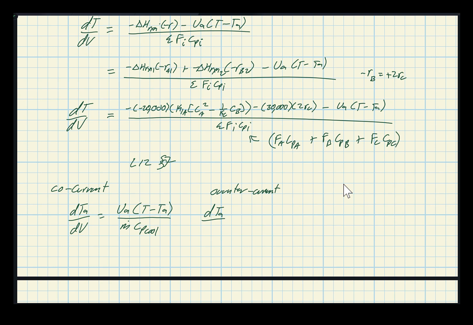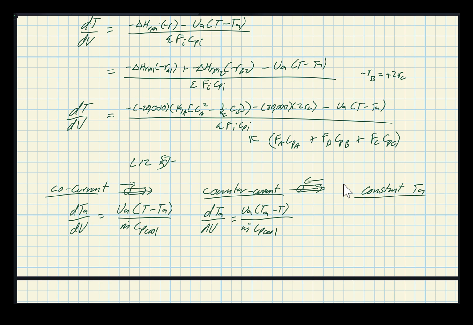It's just the opposite. dTA/dV equals UA times TA minus T over m dot Cp cool. Okay, so that's countercurrent. That's co-current. This is countercurrent. So what would co-current look like? Co-current is if you have your species flowing this way, then your heat exchanger is flowing in the same direction. For countercurrent, if you have your species flowing this way along the reactor, the coolant is flowing in the opposite direction.